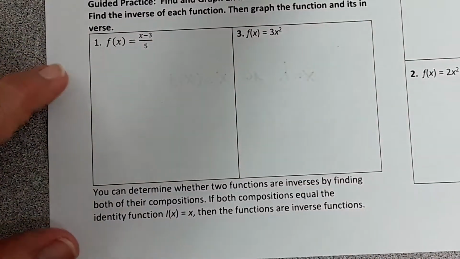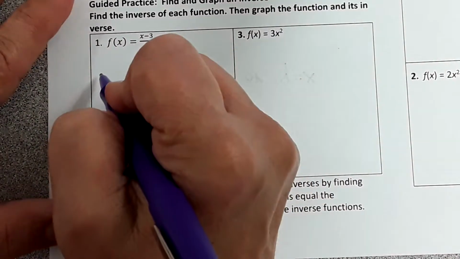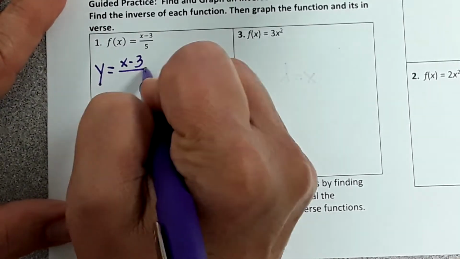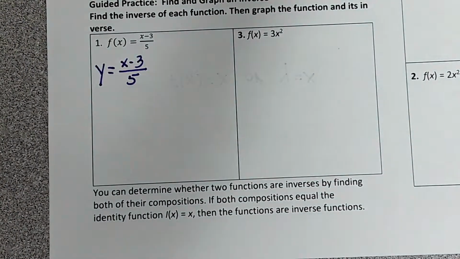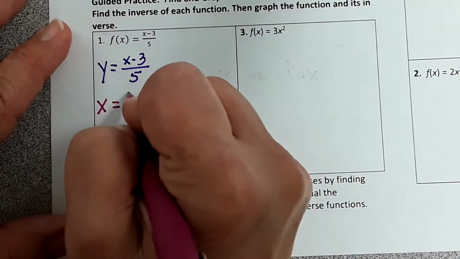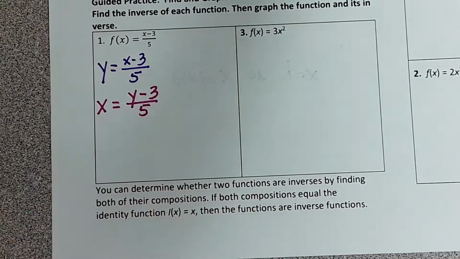So here is the original function. F of x equals x minus 3 over 5. The first step said rewrite it and replace f of x with y. That's the first step. Step 2 said switch x and y. The third step said solve for y.